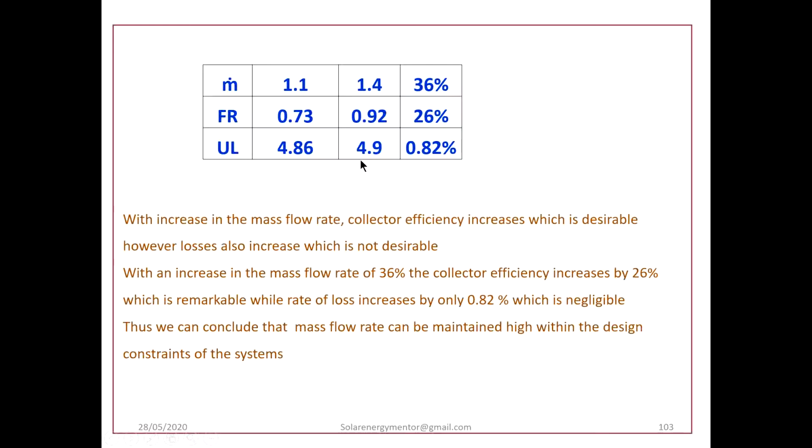It is increased in a quantum manner to 4.9 watt per meter square Kelvin. So there is a 0.82% increase in the loss coefficient. So with increase in the mass flow rate, the efficiency of the collector also increases and the rate of loss also increases. But the increase in the efficiency is more rapid as compared to the increase in the loss coefficient. So we can conclude that the mass flow rate can be maintained as high as possible within the design constraint limit. So increasing the mass flow rate in the circuit is a desirable thing.